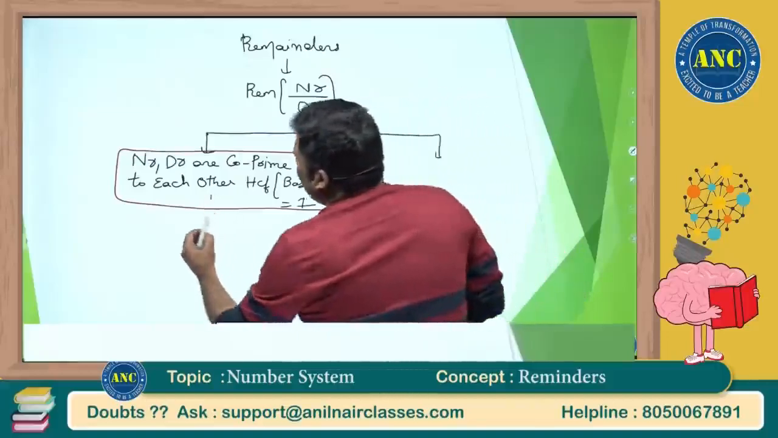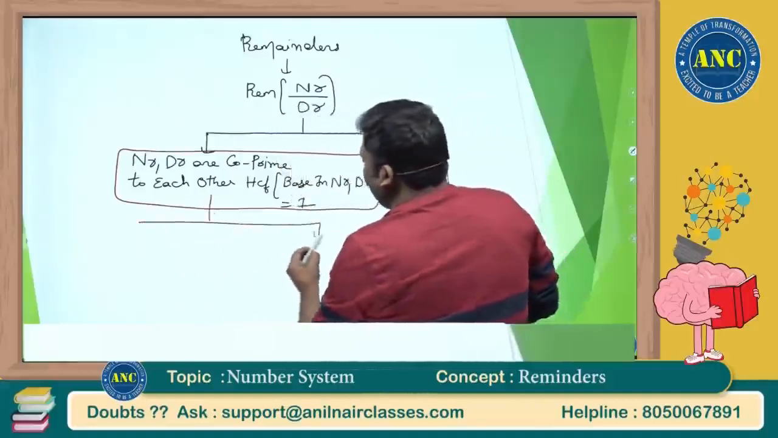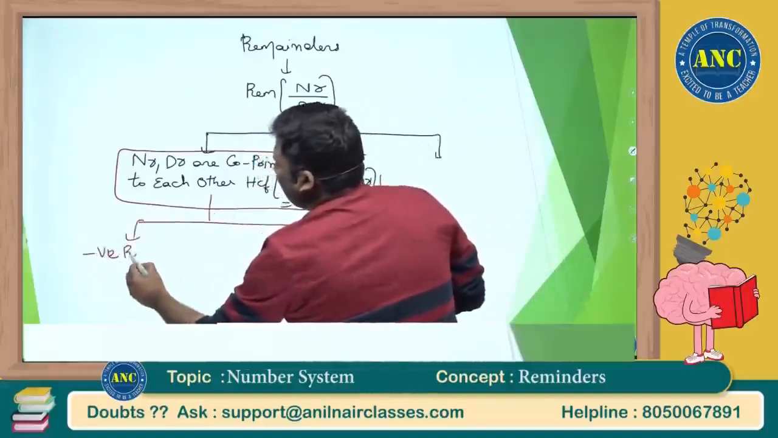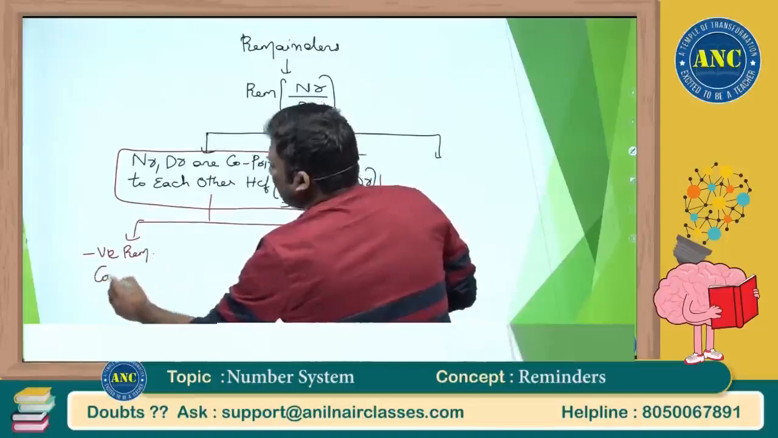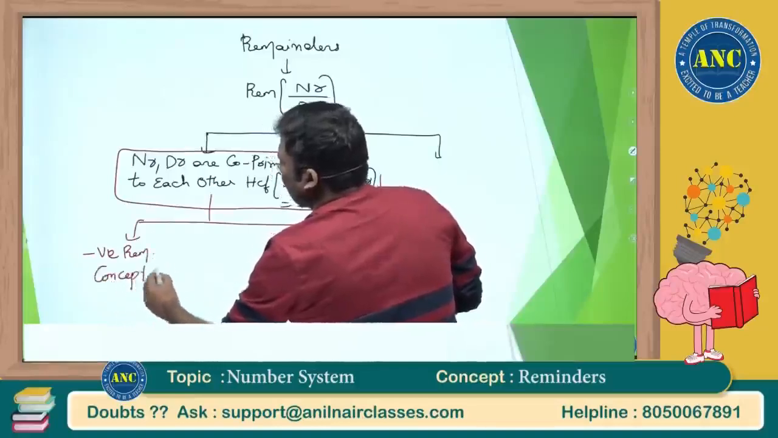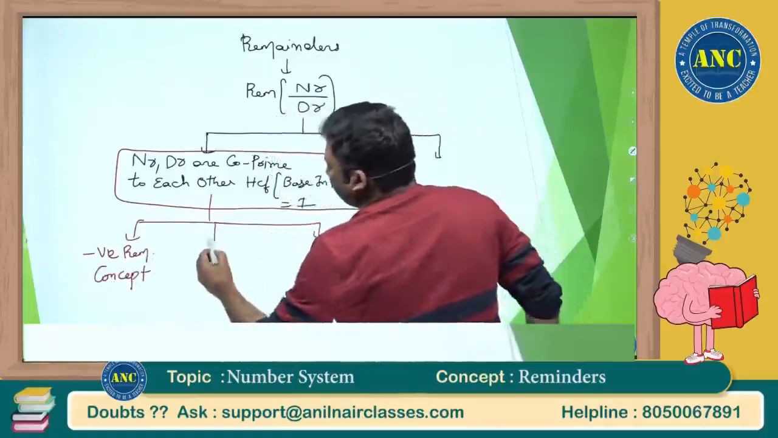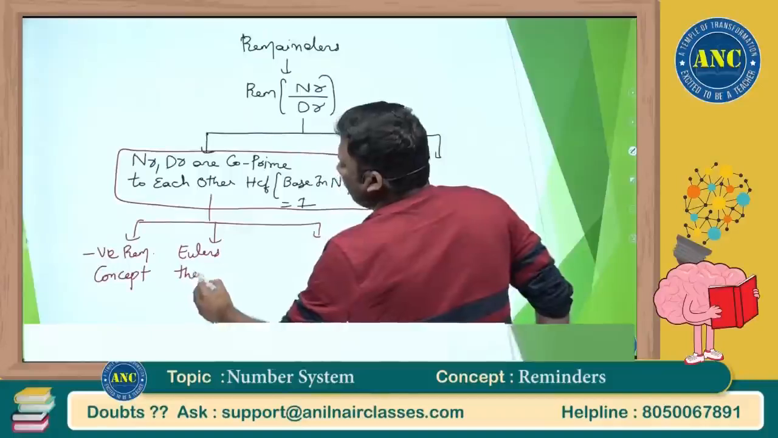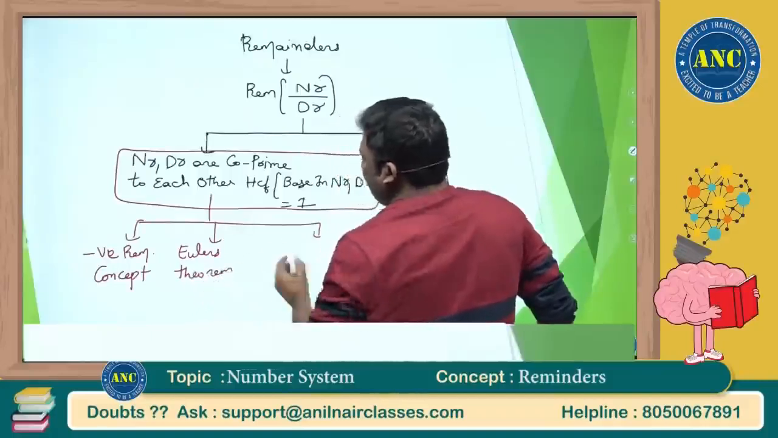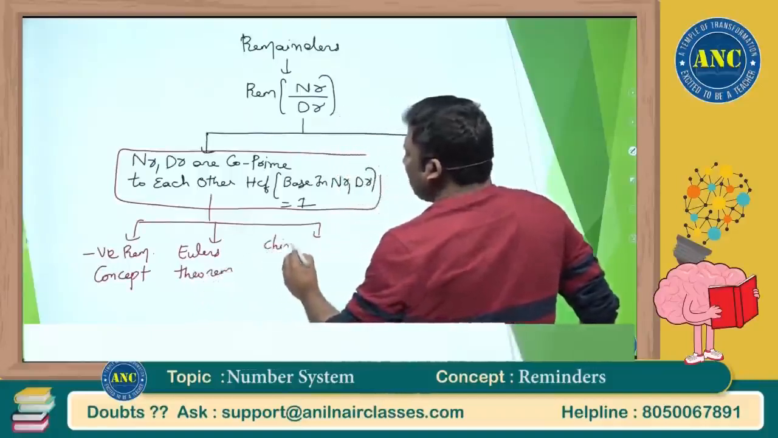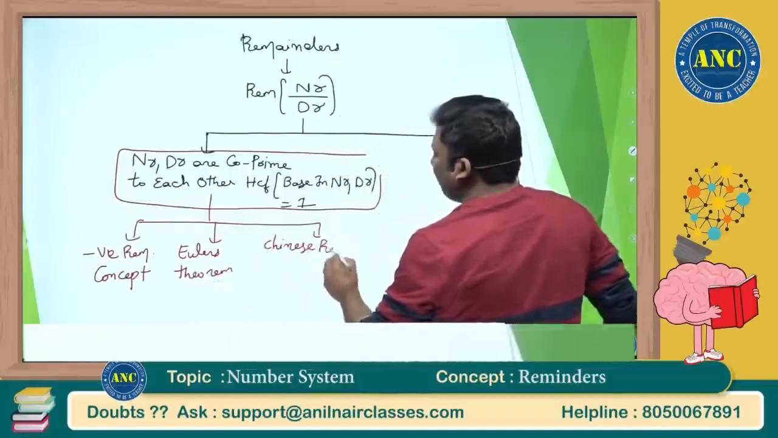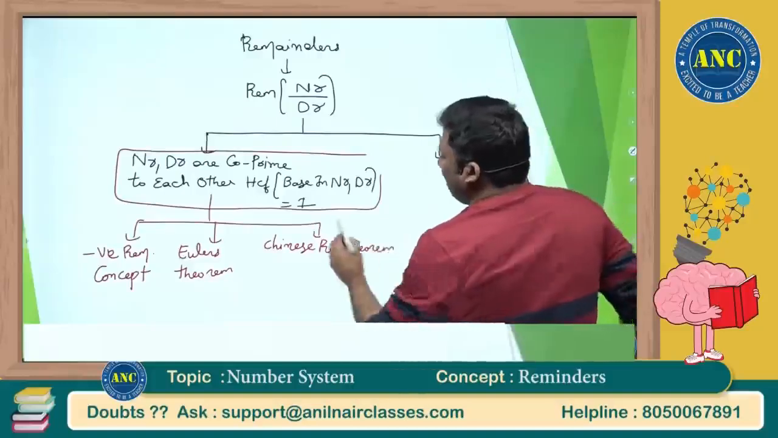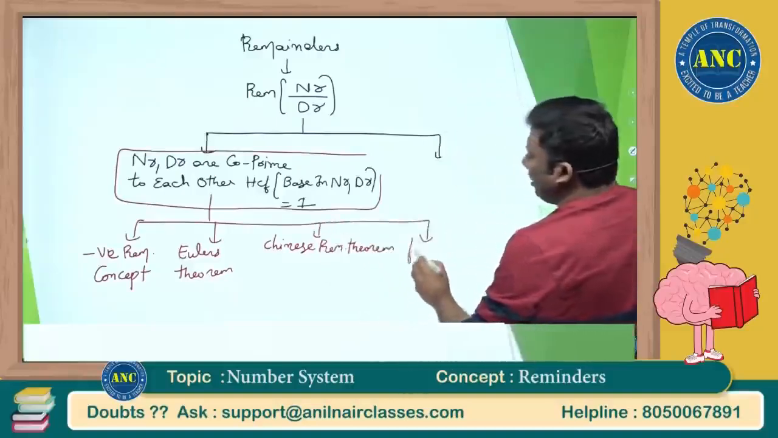If numerator and denominator are co-prime to each other, there are multiple ways. One is the negative remainder concept. Another is Euler's theorem concept. Yesterday we discussed all this. Next one will be the Chinese remainder theorem concept. Next one will be Fermat's theorem concept.